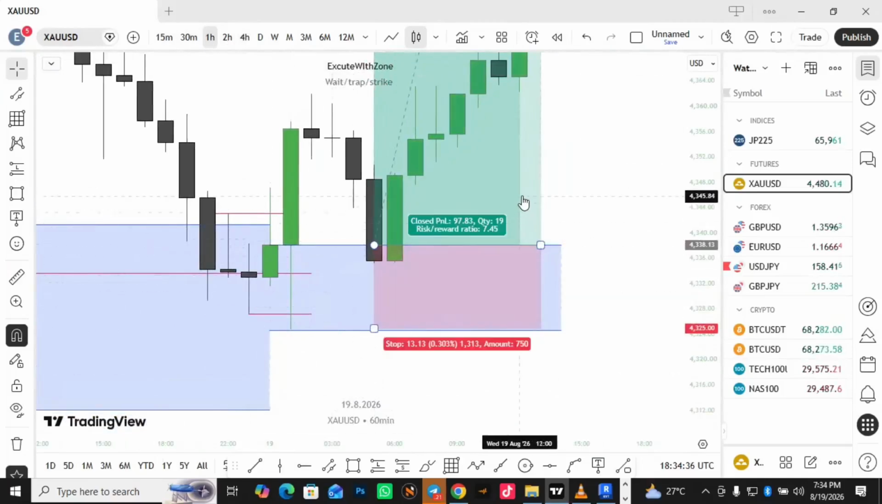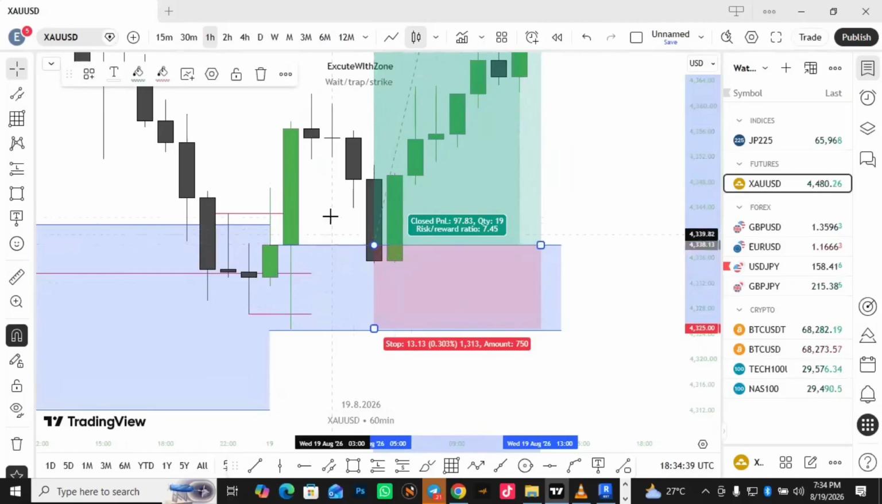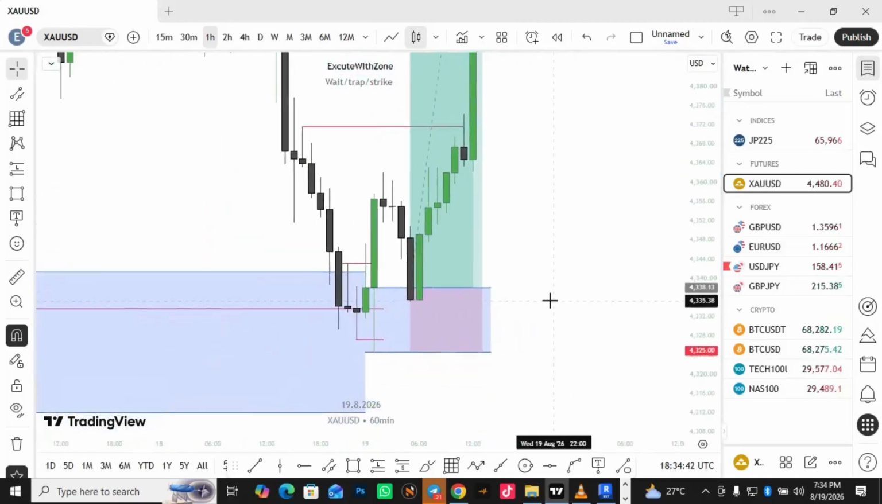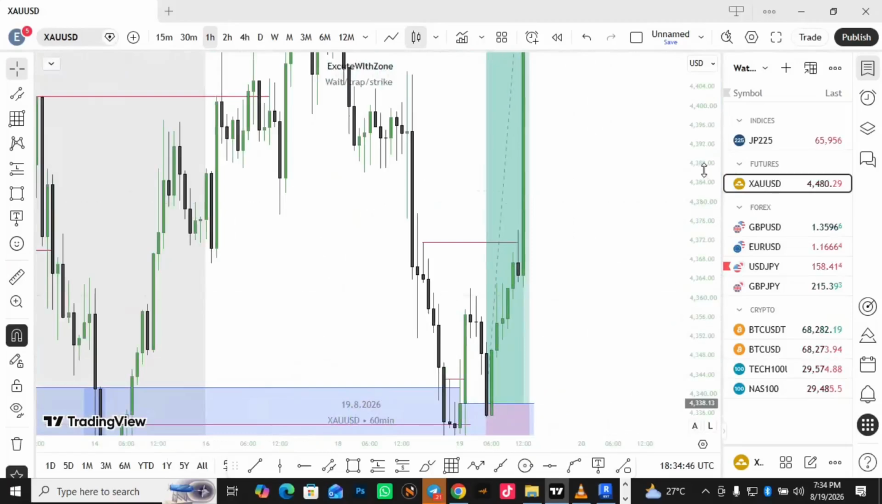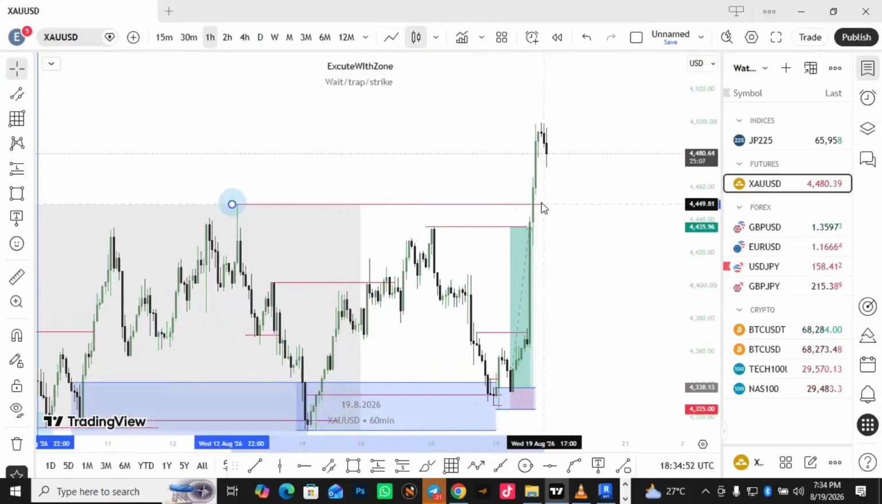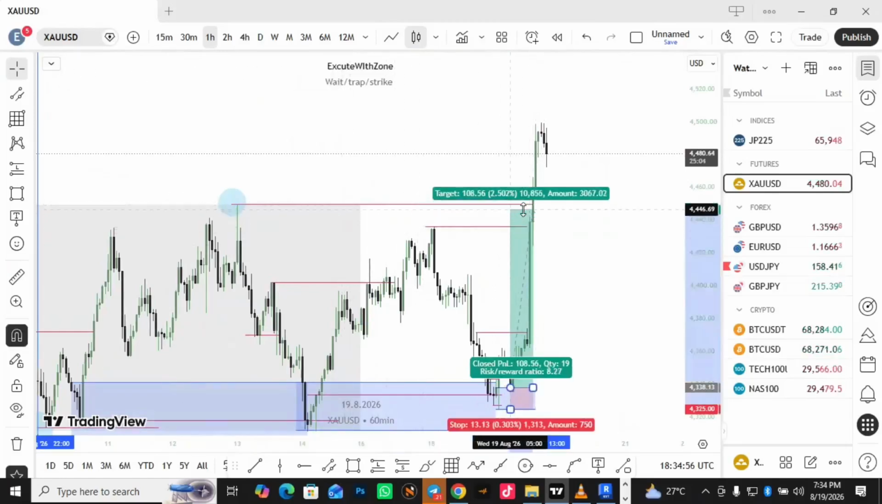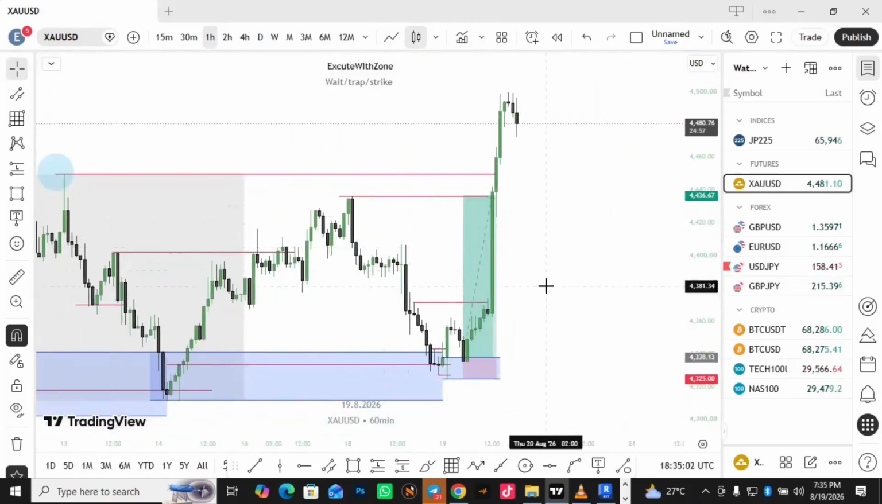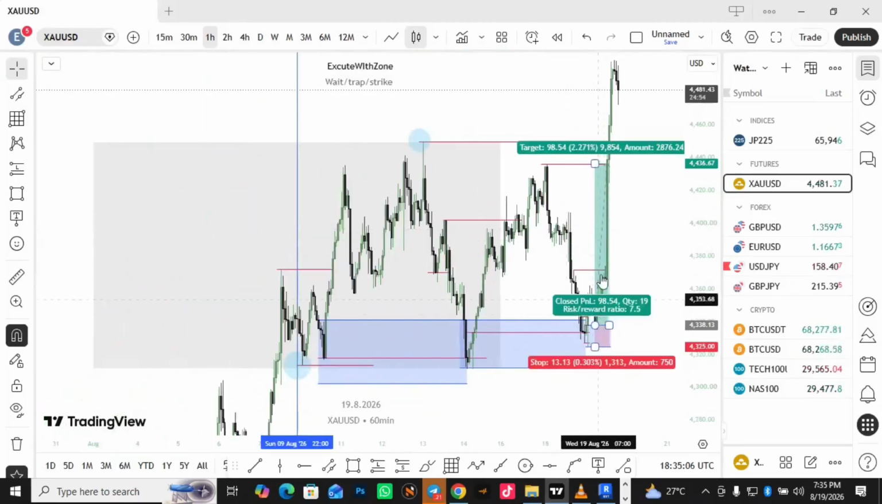So what did I do here? I entered from this OCL inside this, and I targeted this as my nearest liquidity. But mind you, we have our overall day liquidity, which is this. So if I target this, it's still a good one, but I targeted this as my nearest day liquidity, and you can see how massive the move was. Tap in and give me what I want.